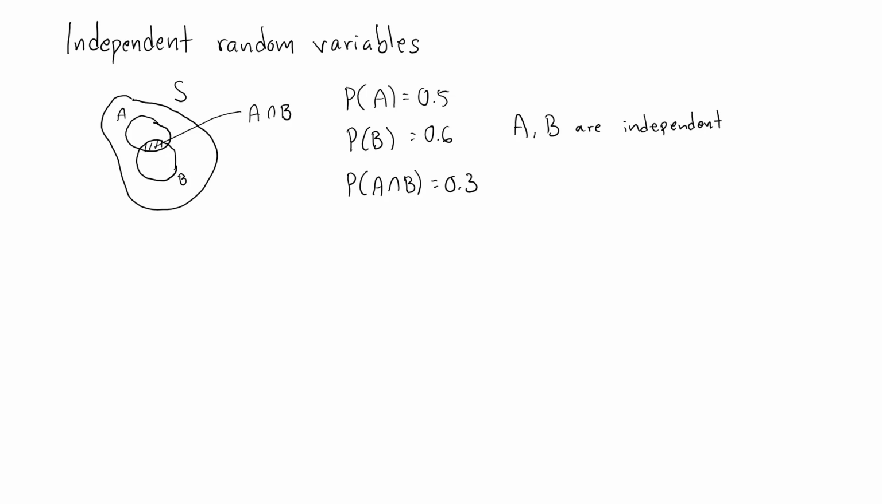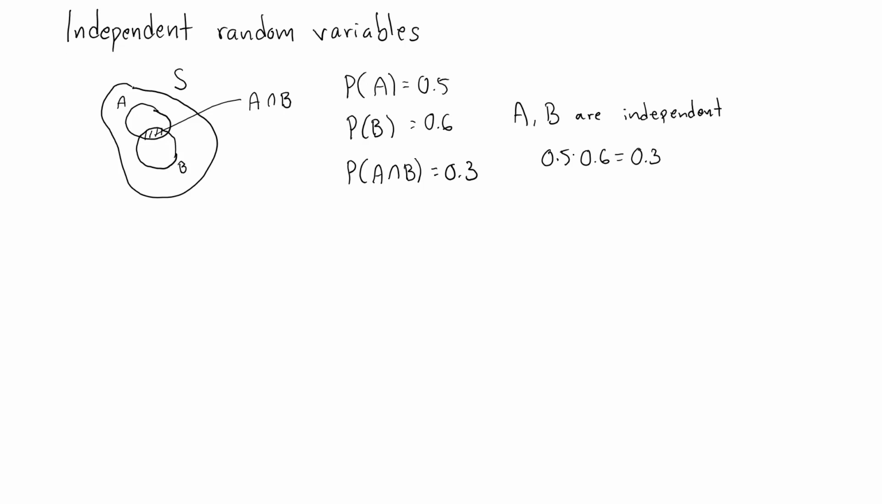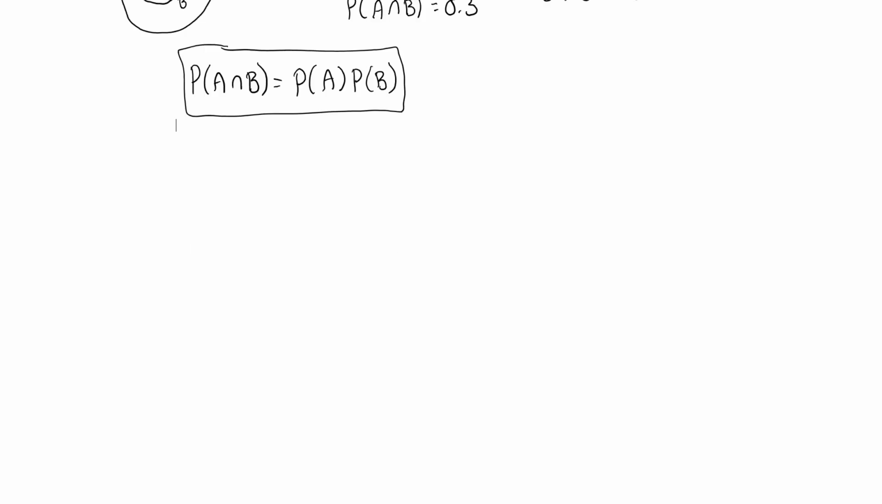They are independent because the product of P of A and P of B, 0.5 times 0.6, is equal to 0.3, which is the probability of the intersection. The general definition is then that A and B are independent events if P of A intersecting B is precisely equal to the product of P of A and P of B. So based on that, let's move on to random variables.